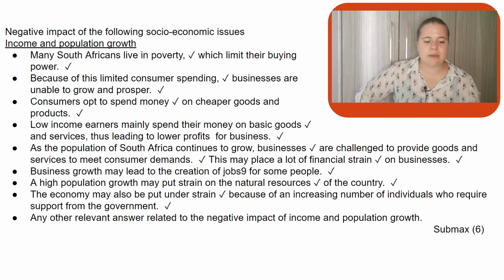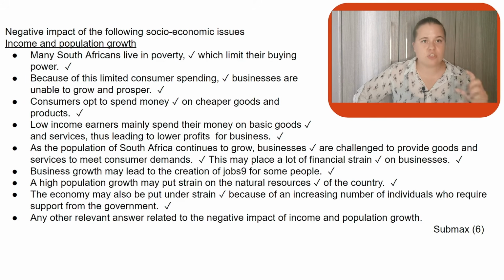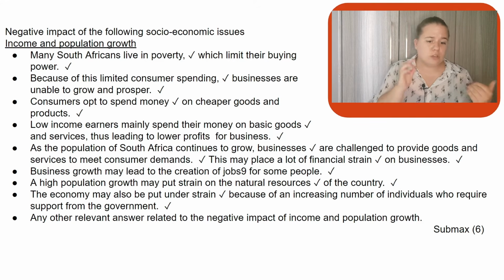Then the negative impact on the following issues. Okay, for this section, so for income and population growth, it's a max of 6 marks. Again, I'm going to go through all of these. There are 2, 4, 6, 8 bullets there. So if a student gave me 8 bullets, I mark until I have my 6 marks.